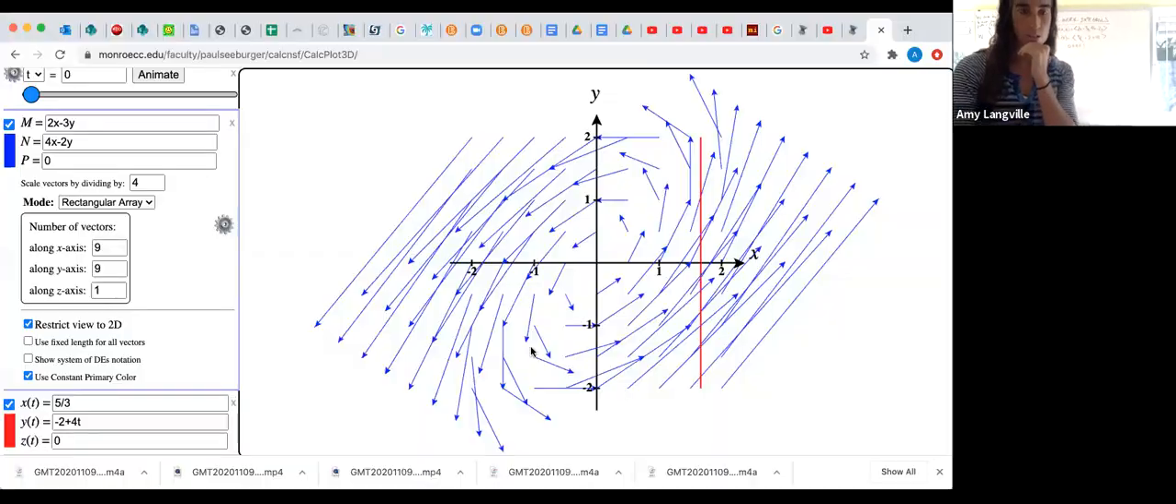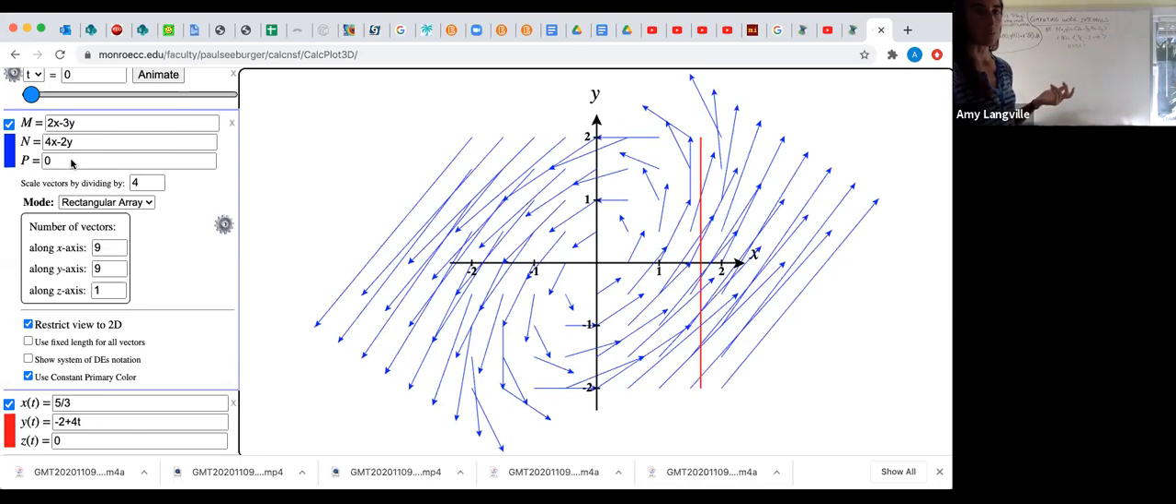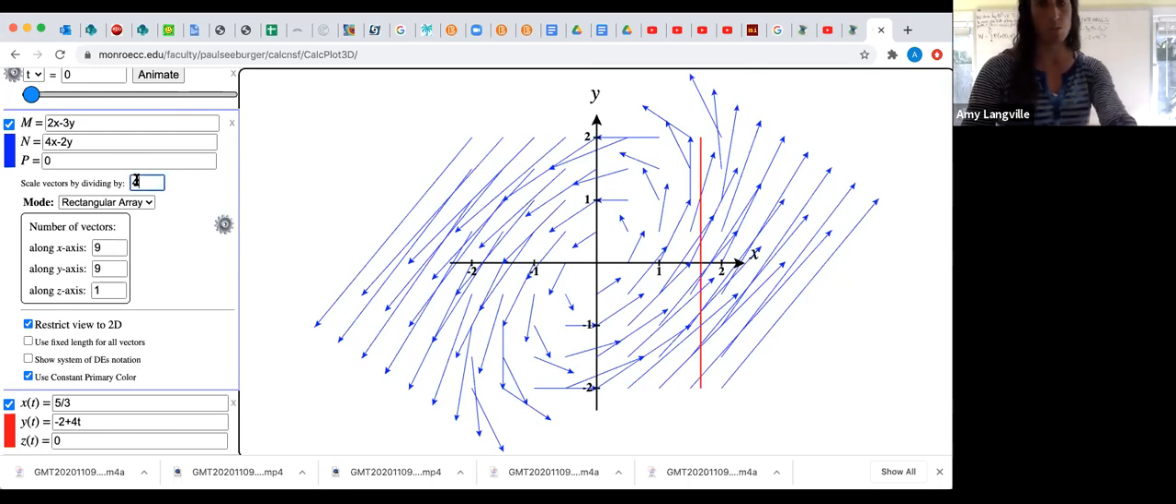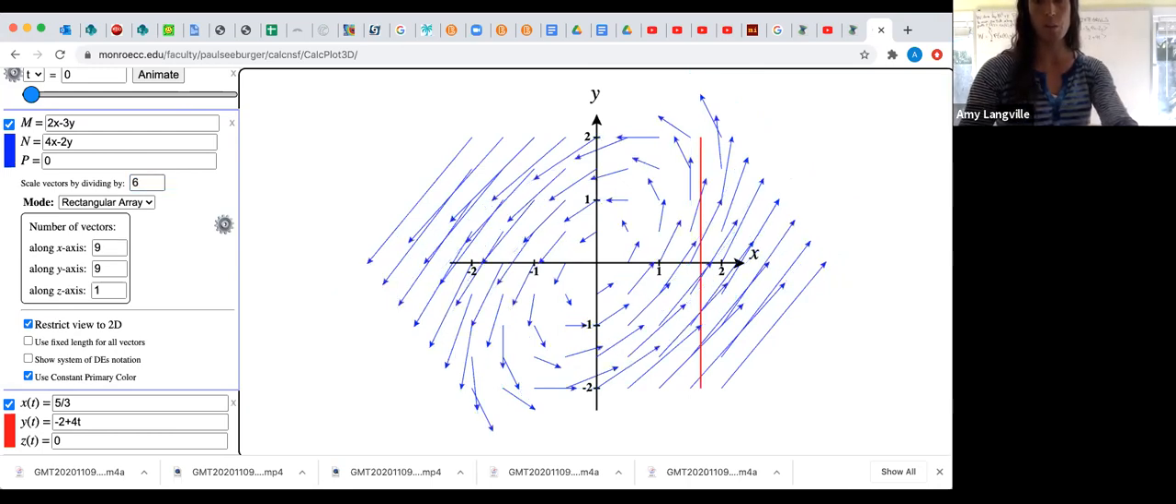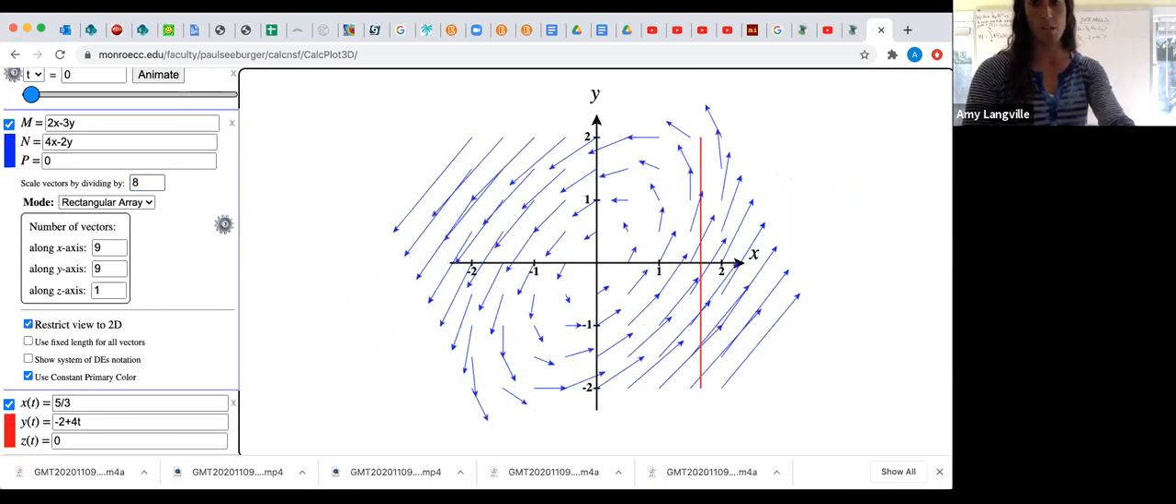And I've already entered these in. So our R2 vector field is given here. We have an M and an N. The P is 0 because we're in R2. We restricted it to R2 view. Those are the blue vectors that are plotted with the constant primary color chosen here. They're kind of long, so maybe we want to shrink them a little bit. Divide by 6, maybe even more, divide by 8.